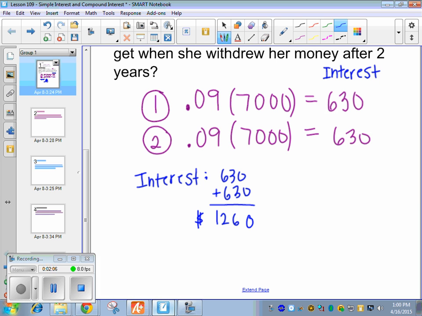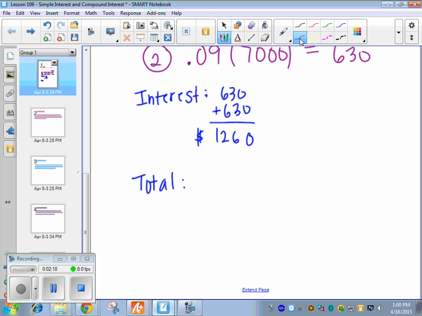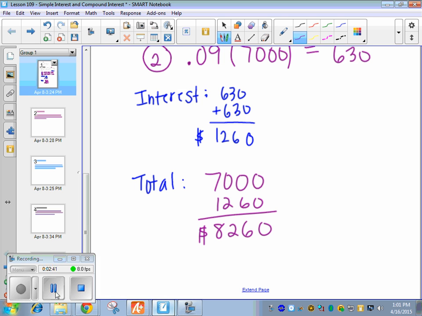Sometimes the book is going to ask for what you made in interest, and sometimes they're going to ask for the total that you have at the end, which is what this problem asks for. So for the total at the end, what do I need to add to that 1,260? Yeah, the $7,000 we initially put in the bank. That was our money to begin with, right? So at the end, we have $8,260.